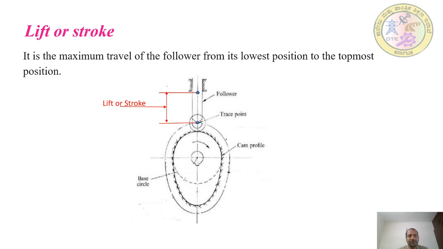Lift or stroke. It is the maximum travel of the follower from its lowest position to topmost position. We know the cam is usually rotating with uniform angular speed and the follower reciprocates. So the maximum travel of the follower from bottommost position to topmost position, or topmost position to the bottommost position, is called lift or stroke.